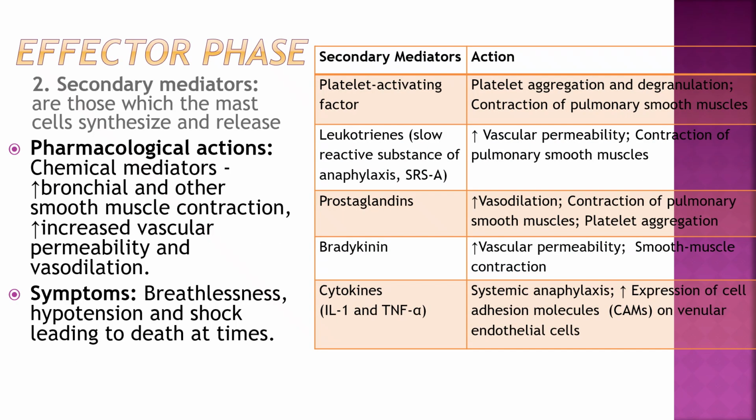Secondary mediators are those which the mast cells newly synthesize and release. Their pharmacological actions increase bronchial and other smooth muscle contraction, and increase vascular permeability and vasodilation. The symptoms are breathlessness, hypotension and shock, leading to death at times. Examples are platelet activating factor, leukotrienes, that is slow reactive substance of anaphylaxis, prostaglandins, bradykinin, and cytokines, for example interleukin-1 and tumor necrosis factor alpha. They cause systemic anaphylaxis and increase expression of cell adhesion molecules on venular endothelial cells.